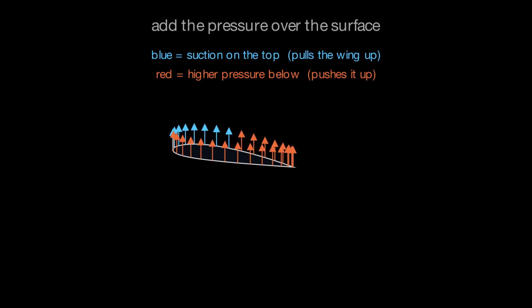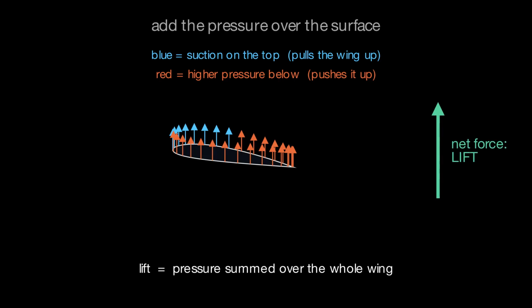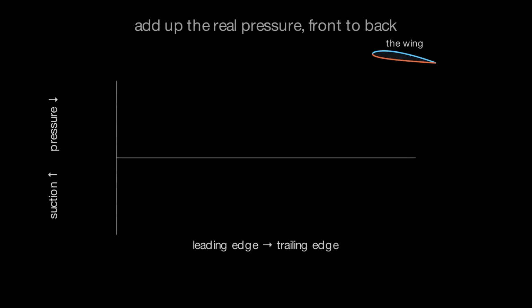In blue, the suction on top tugs the wing upward. In red, the higher pressure underneath pushes it up as well. Every little arrow points the same way, up. Sum them all, and you're left with one net force pointing straight up. That is lift. Enough hand-waving.